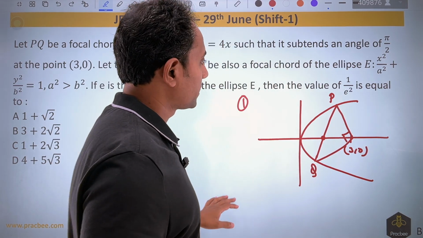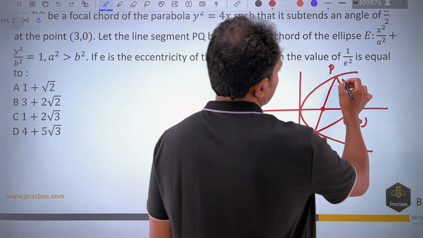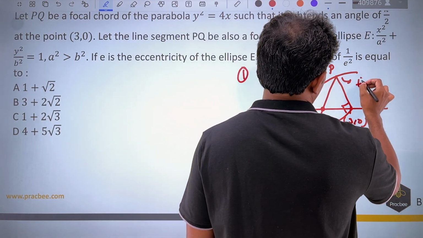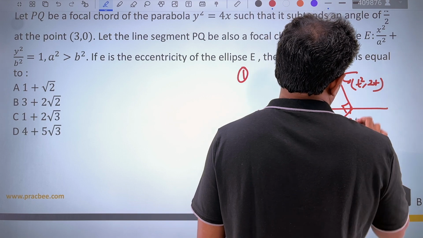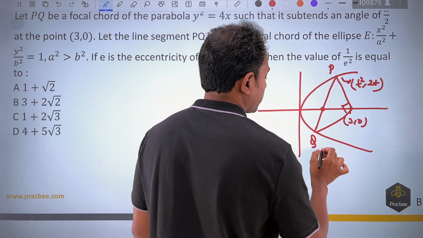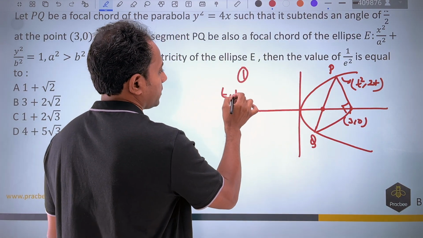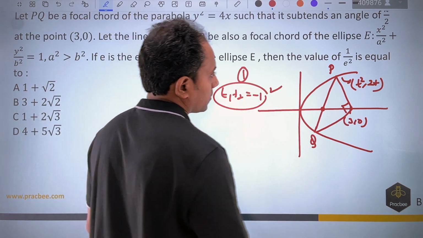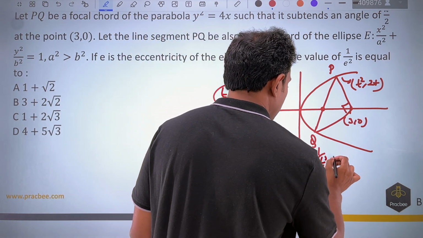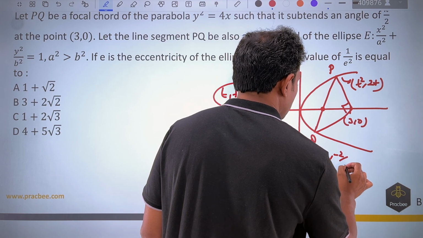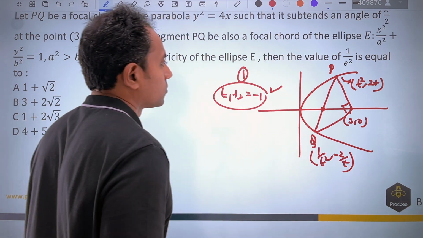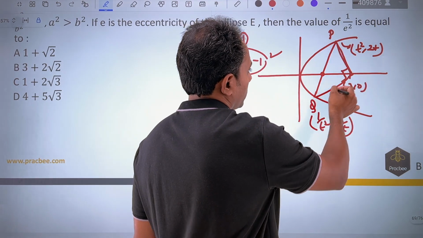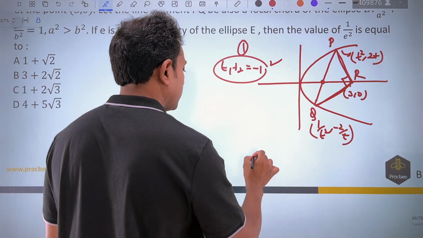So now if I take this point as at square, 2at, so a in this case will become 1, so this will become t square, 2t. This point would become minus 1 by t, because in case of focal chord t1 t2 is equal to minus 1. So this focal chord property we are using. So other endpoint will become 1 by t square, minus 2 by t. So now in order to find the value of t, we can apply this condition of perpendicularity between these two.